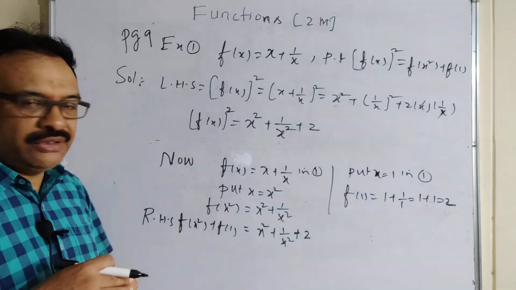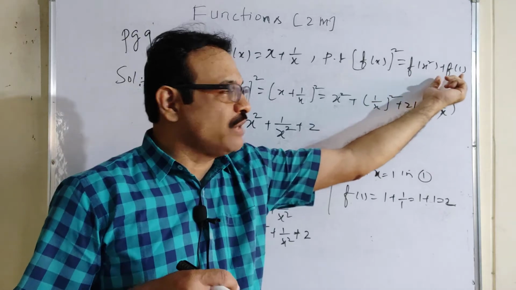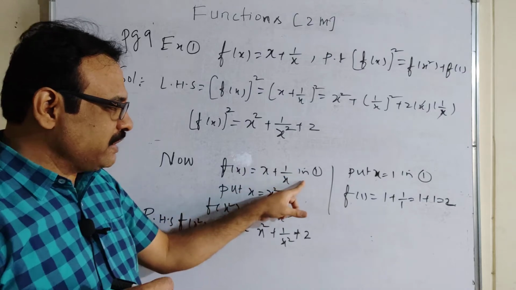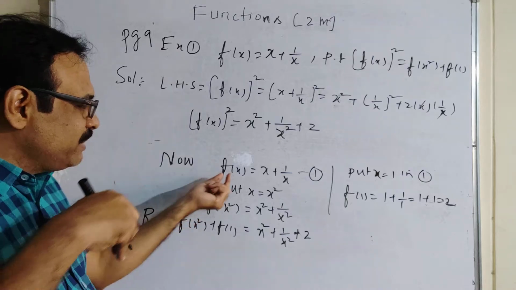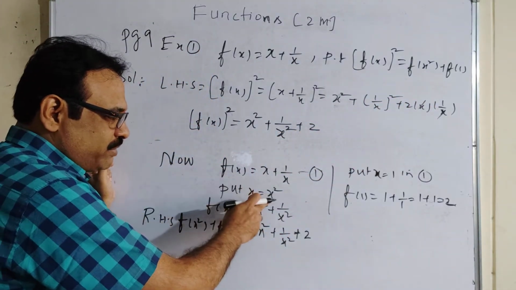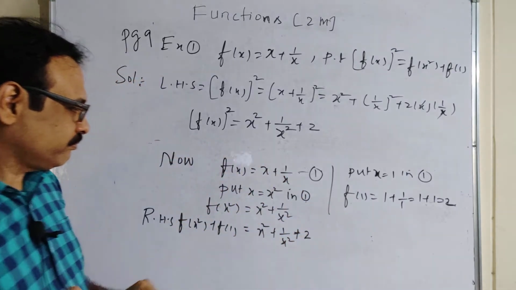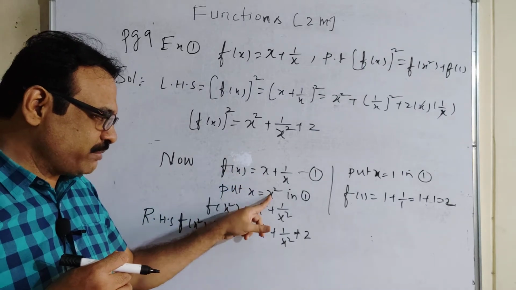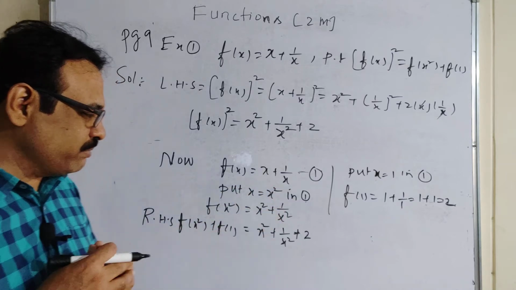This is the LHS part. Now proceeding with the RHS part, first we will evaluate f of x square and f of 1 separately. Now f of x is given as x plus 1 by x. I will keep this as result 1. Now, since you have x square, in place of x I am substituting x square. Put x equal to x square in result 1. Now f of x square is equal to x square plus 1 by x square.